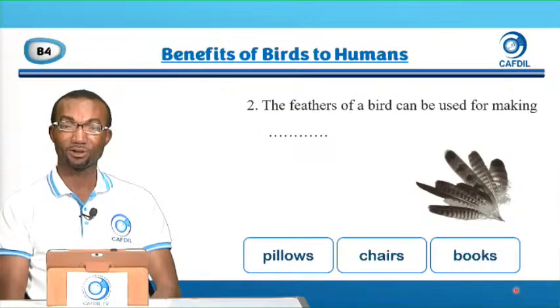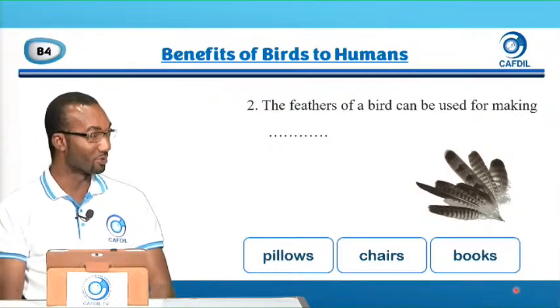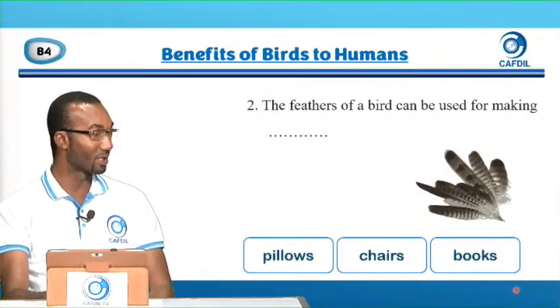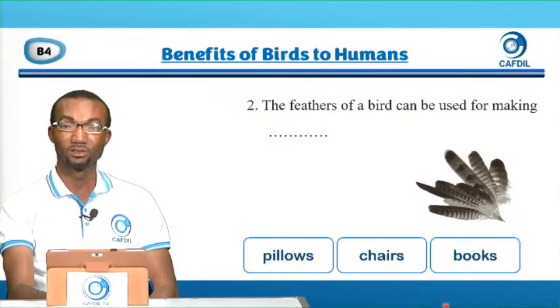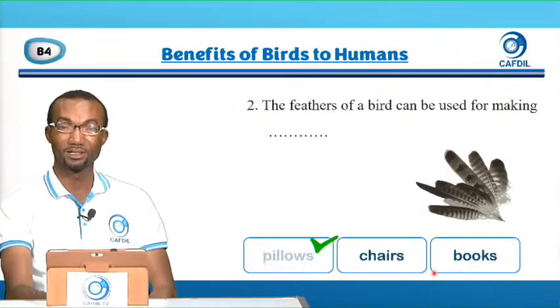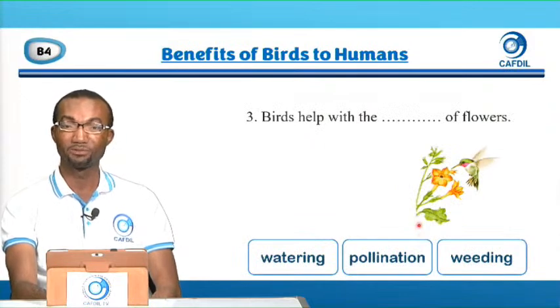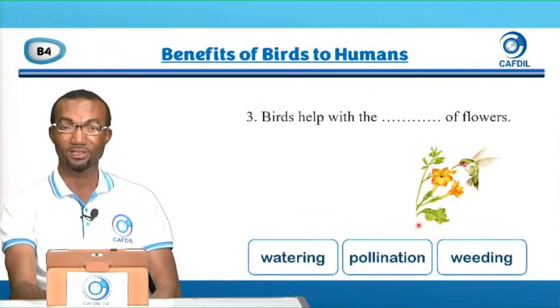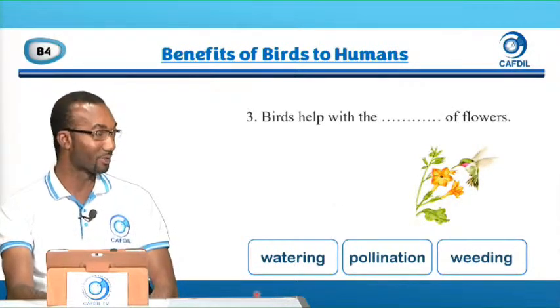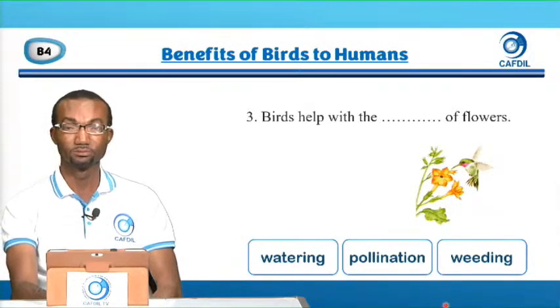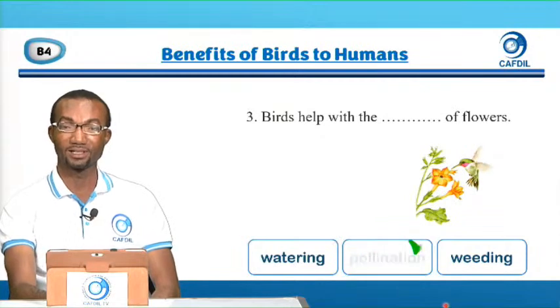Two: The feathers of a bird can be used for making: pillows, chairs, or books. Good. The answer is pillows. Three: Birds help with the dash of flowers. What is going to replace the dash? Watering, pollination, or weeding. Great. The answer is pollination.